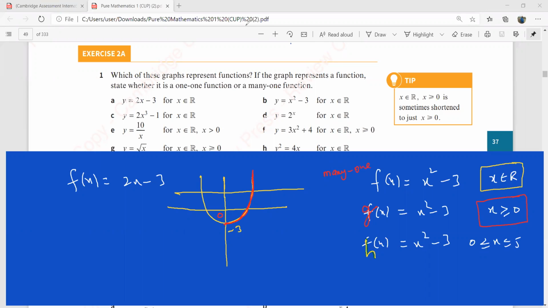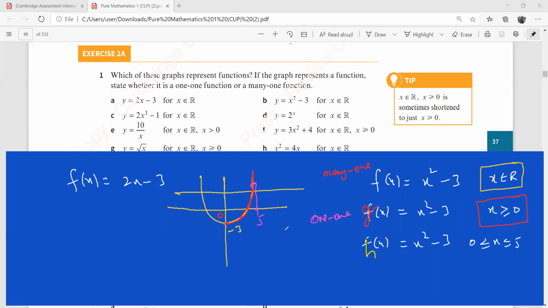Yeah, this is going to be a one-to-one function. This one is a one-to-one function. And from 0 to 5, suppose you have 5 over here. So for 0 to 5, this is also going to be a one-to-one function. So please remember, a different domain with the same expression means the function is altogether a different function.